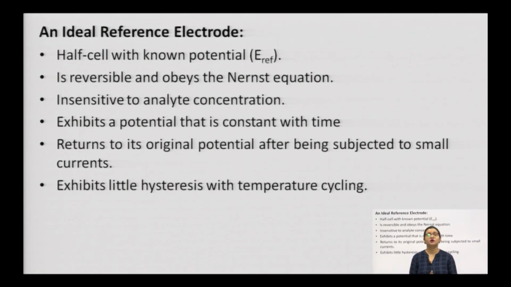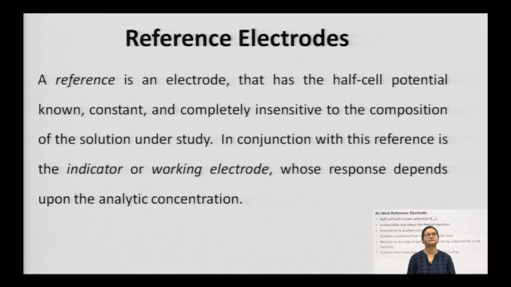It should totally follow the Nernst equation, and it does not show hysteresis at all, or if it does, it should exhibit only a little hysteresis. That means the ionic concentration does not change even upon change in temperature. So these were the characteristics of ideal reference electrodes. Its potential does not change and remains constant with time. It should be stable, it should be insensitive, and its value should be known, and it works as a reference value for the indicator electrode.